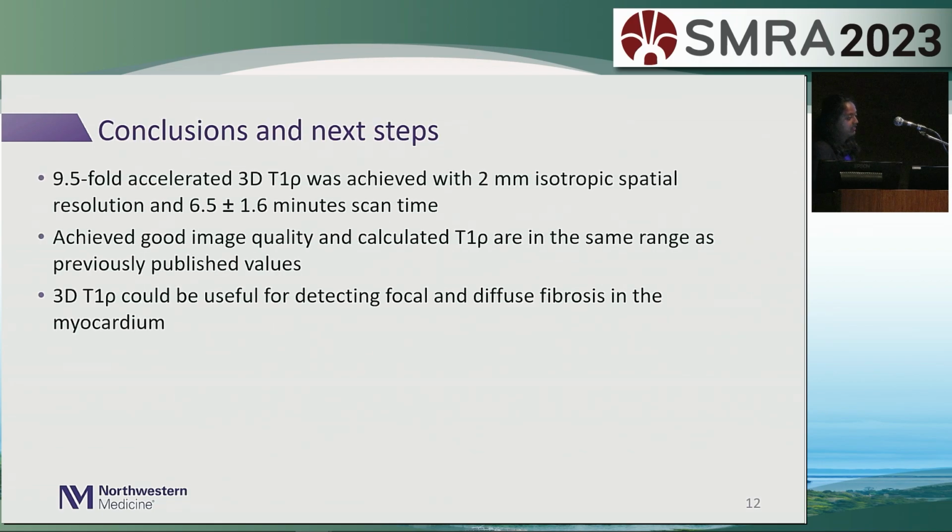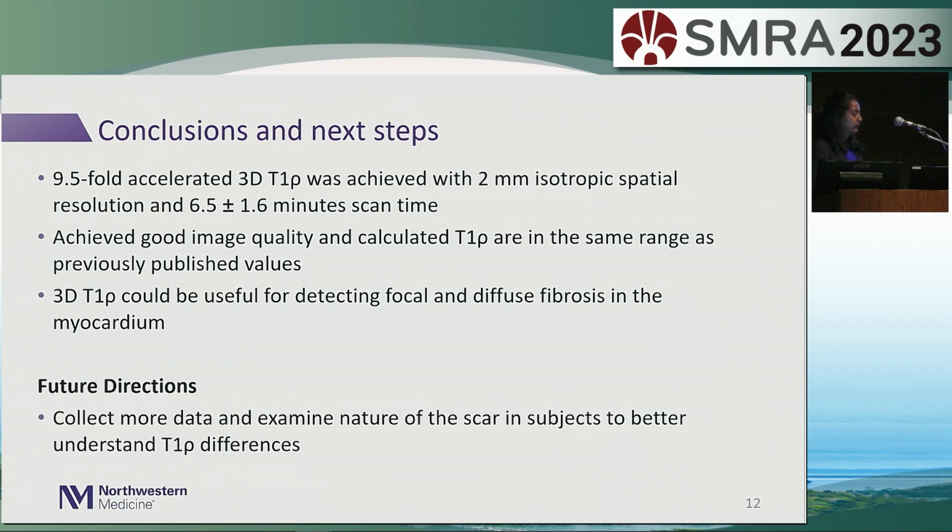So with that, to conclude, we achieved a 9.5-fold accelerated 3D T1-Rho with a 2 millimeter isotropic spatial resolution and around 6.5-minute scan time. We were able to achieve good image quality and T1-Rho values that match similar to previously published values. And our 3D T1-Rho could be used for detecting focal and diffuse fibrosis in the myocardium.